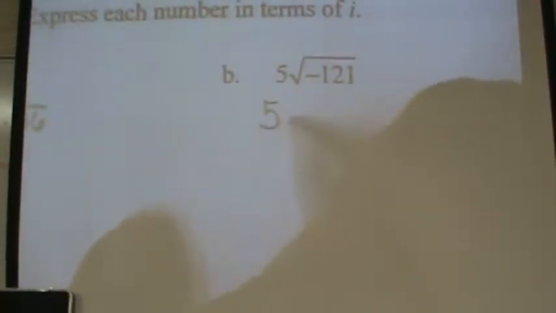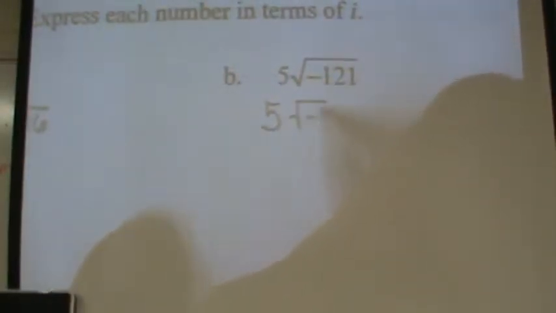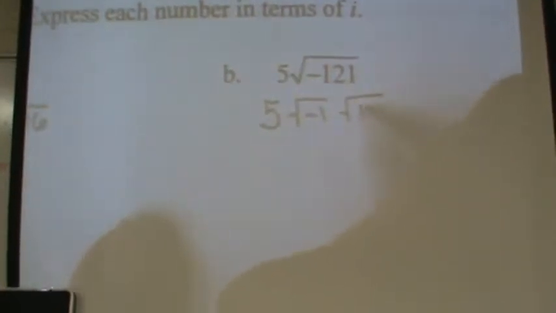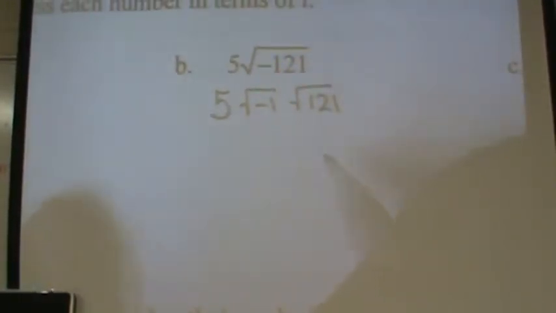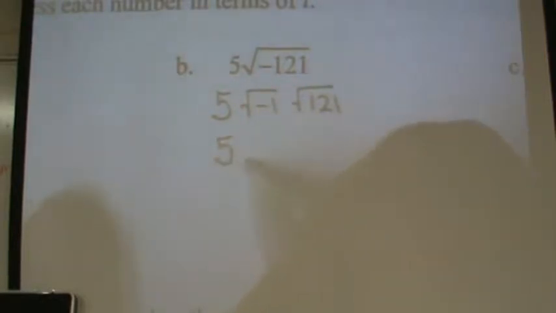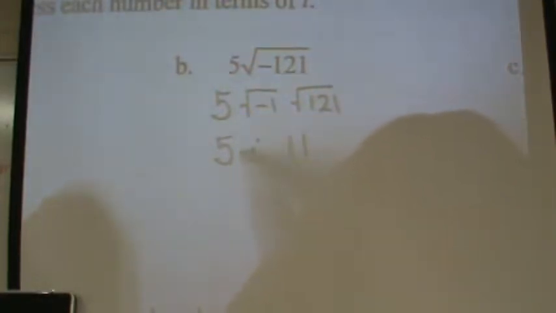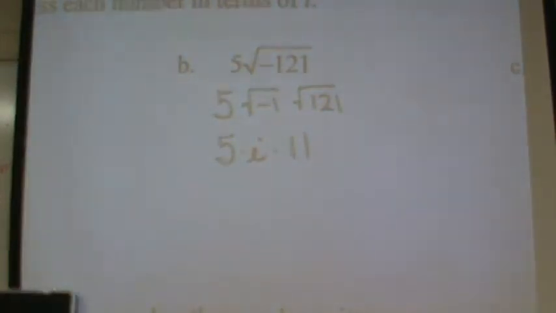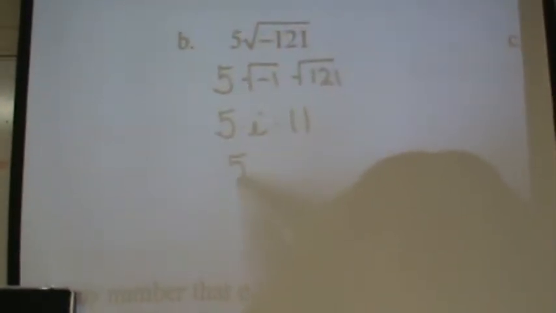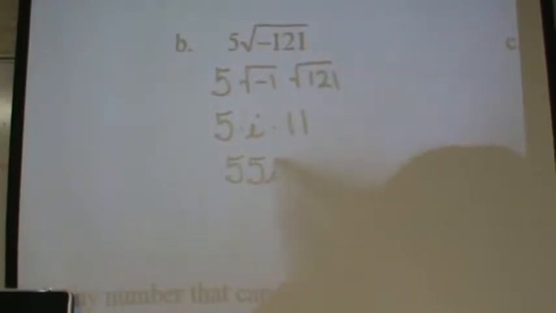Okay, next one. We've got 5 times the square root of -1 times the square root of 121. Well, what's the square root of -1? i. And what's the square root of 121? 11. Now, obviously, we're not gonna leave that 5i 11. What are we doing with these three? We're multiplying. So what would you write for an answer? 55i, good job.